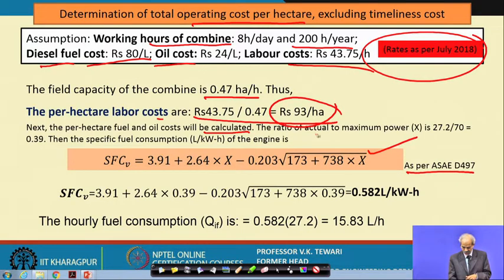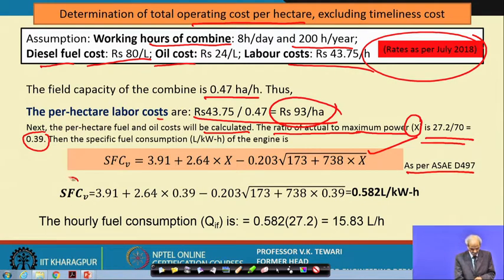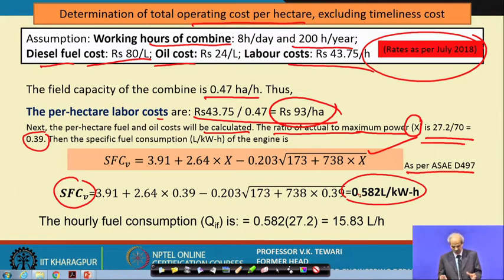Now, the ratio of actual to maximum power is given by x here in this equation. So, this value as we have taken is found to be 0.39. Now, using this value of 0.39, what we get here is something of the order of 0.582 liter per kilowatt hour. Now, the hourly consumption is then given as 15.83 liter per hour.